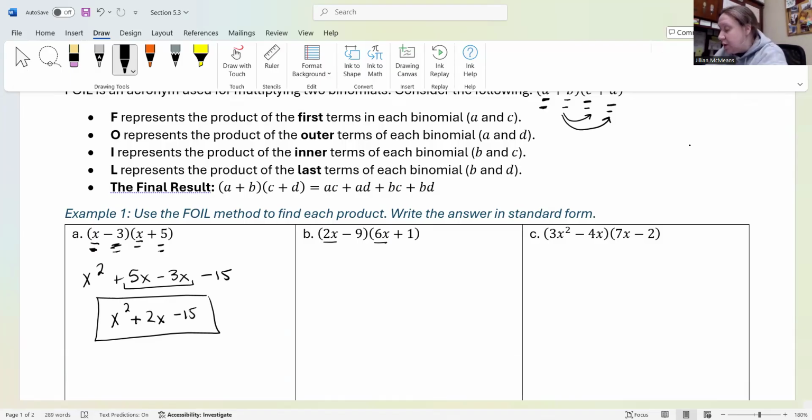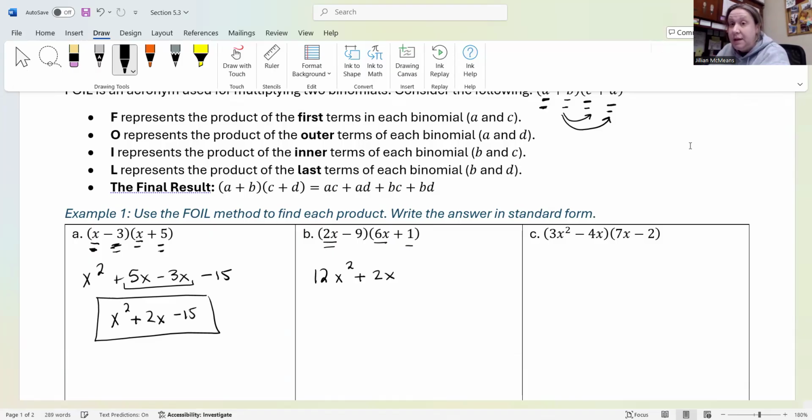So 2 times 6 is 12. Apply the product rule for x times x. So we keep the base and then we add the exponents. So we get x squared. Now I'm going to do the outer terms. That would be the 2x and 1. So 2x times 1 is just 2x.